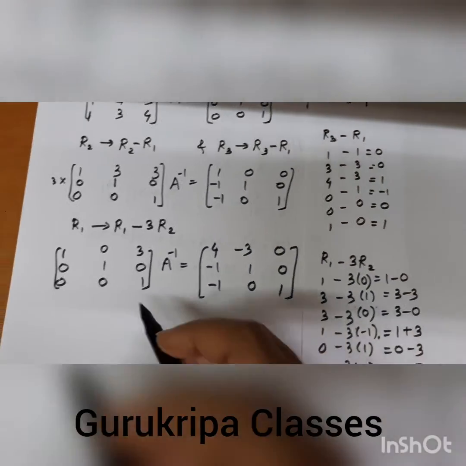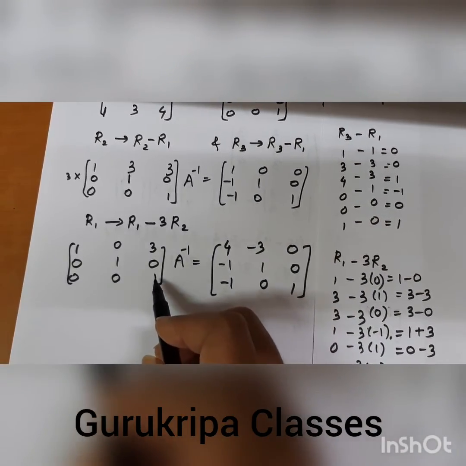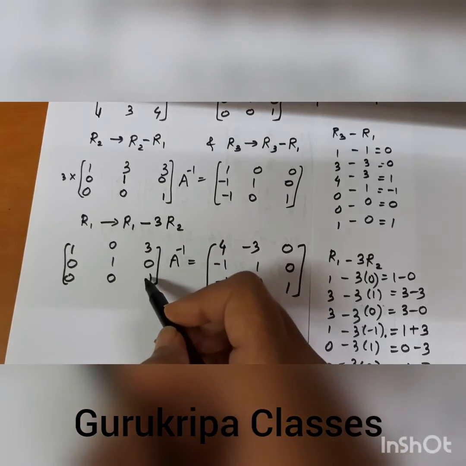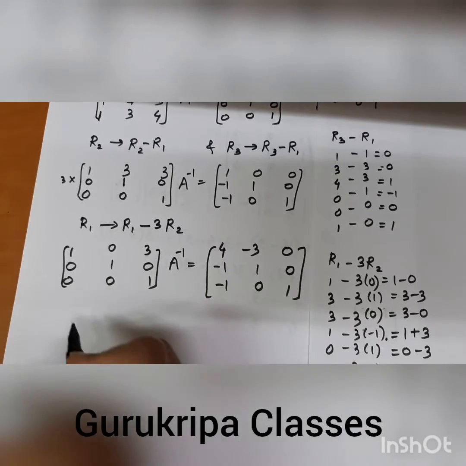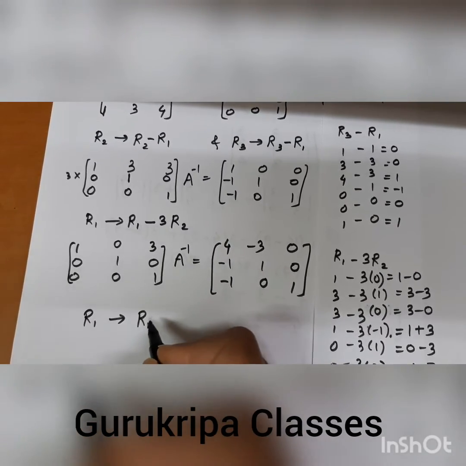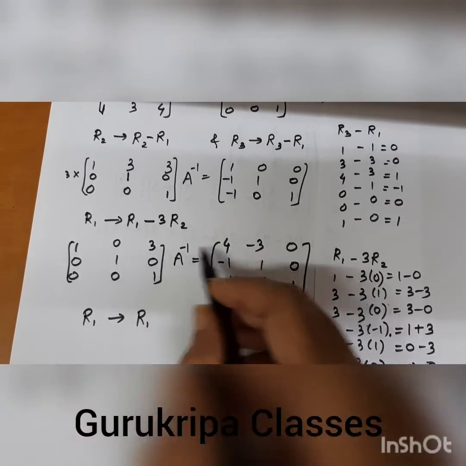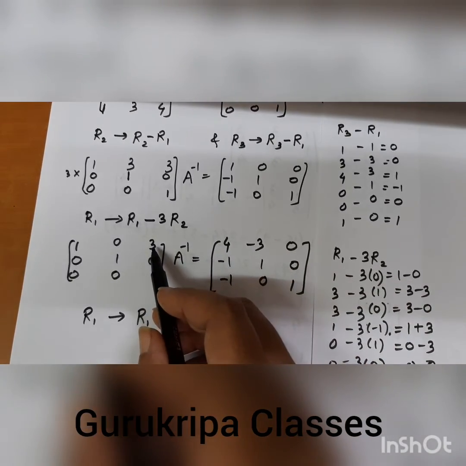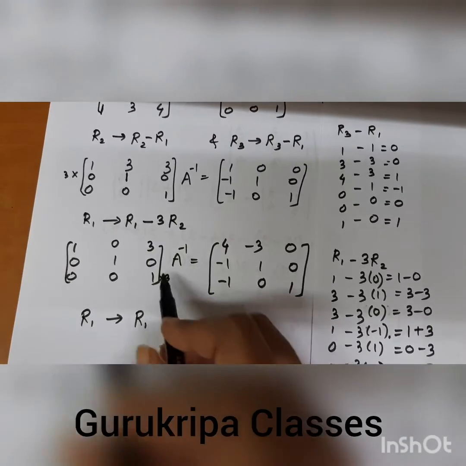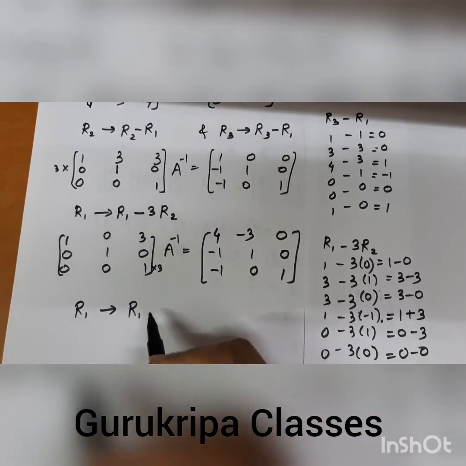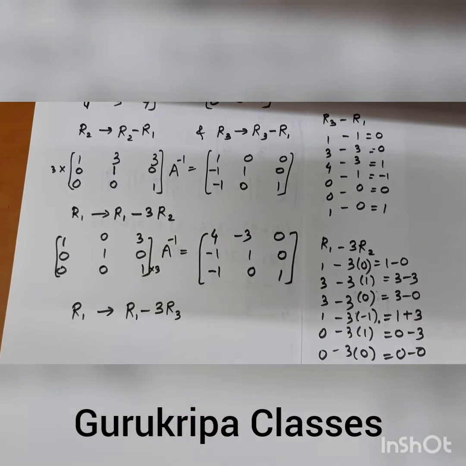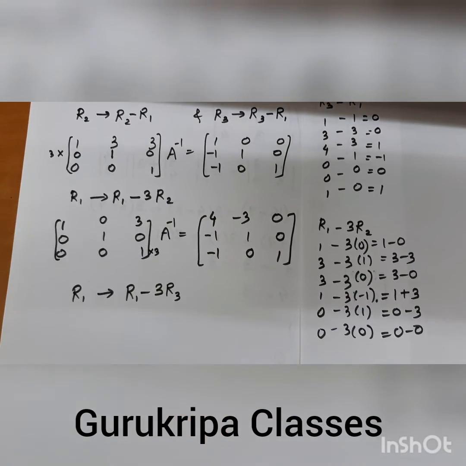See this, we are already getting 1 here, and using this one make this element 0. So the operation is on R1. What we will do: I have 3 here, so multiply this row by 3 and subtract it from R1. So R1 minus 3 times R3.